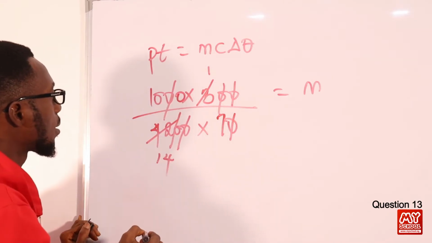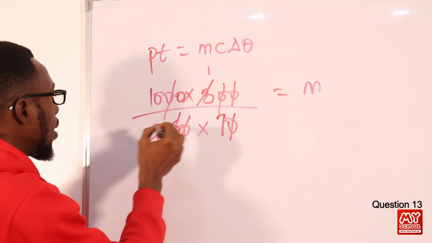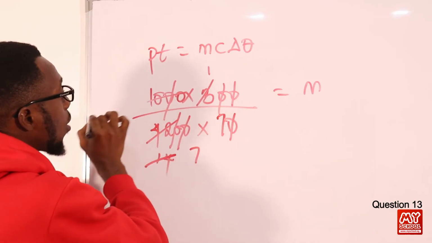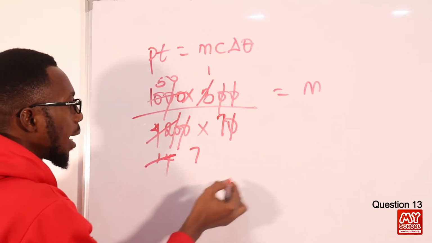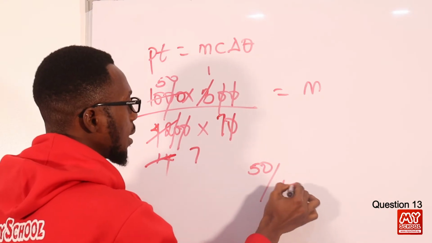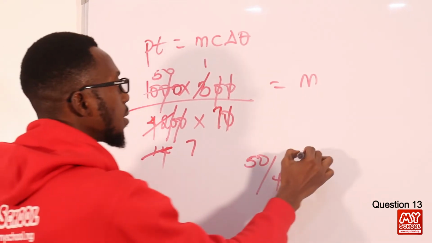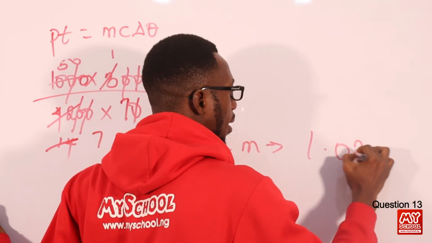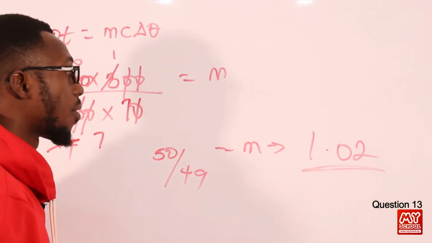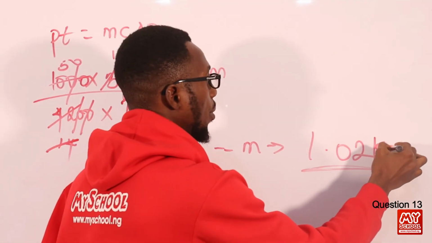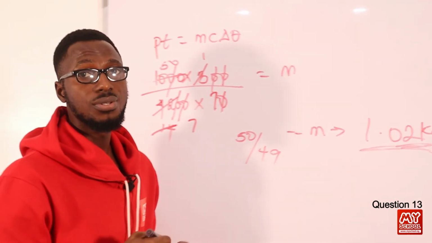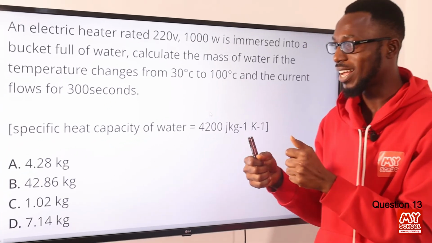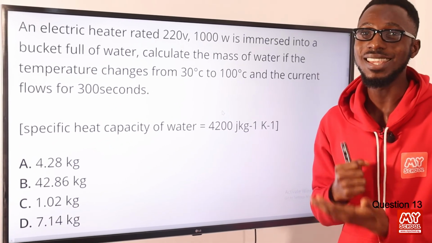This should be 1,000, not 100, the power supplied. Then 2 into 100 should be 50. So at the end of the day, I should have my mass as 50 over 49, 7 times 7 in the denominator, equals m. This should give me 1.02. The unit is kilogram. So let's go back to the screen to select 1.02. That was very good. Option C is the valid option.